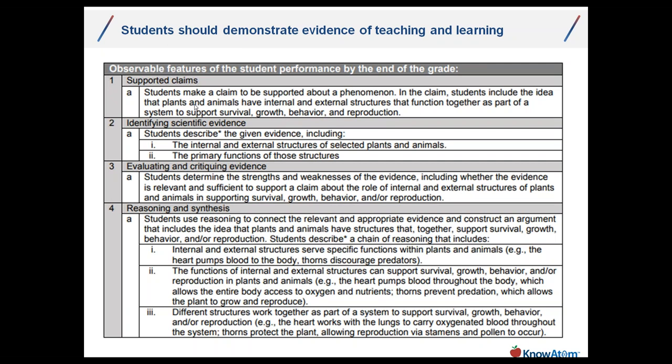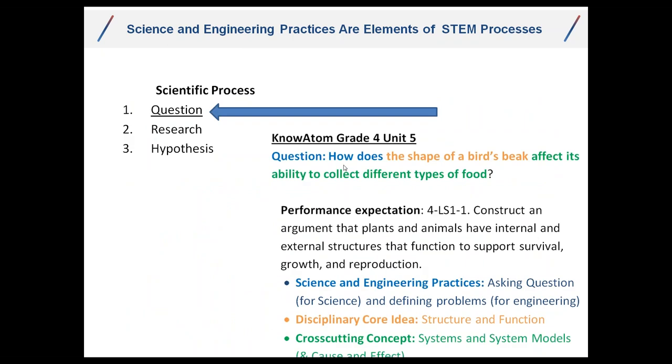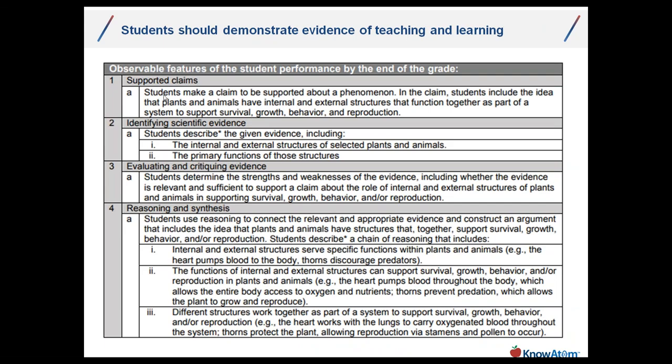So if a student is engaged in the task of trying to answer the question of whether or not a bird's beak affects the kind of food that it can collect, that student needs to be able to make a claim to be supported about that phenomenon. And they need to include the idea that plants and animals have internal and external structures that function together to help support their survival, growth, behavior, and reproduction. I don't want to read these all to you, but basically they need to be able to pull across all these different areas independently.